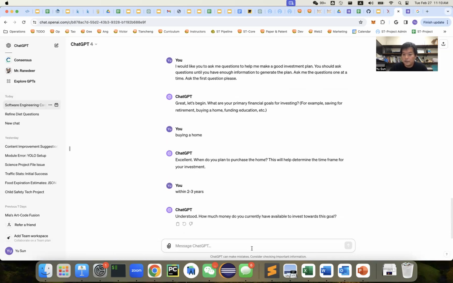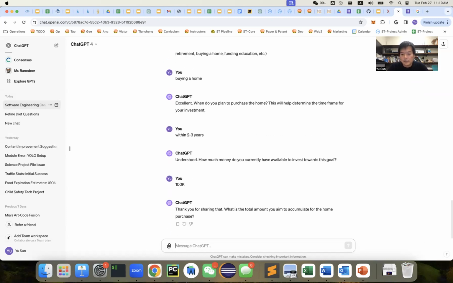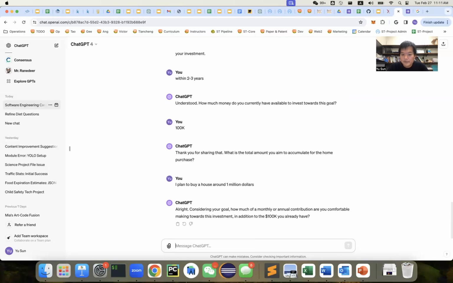How much do you have available? For example, you got a job offer with a good signing bonus on top of the salary, so you have 100K. What's the total amount you aim to accumulate for the home purchase? We don't know, so I can say I plan to buy a house around $1 million. In California this is getting very expensive, so 1 million is really not that big. So probably want to target that.